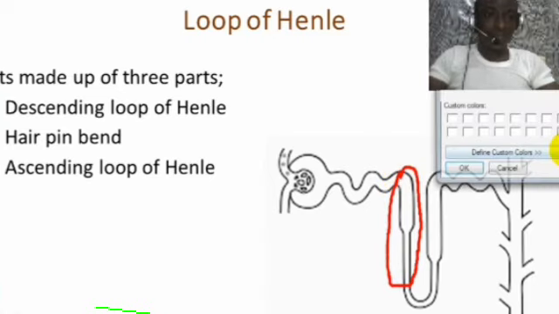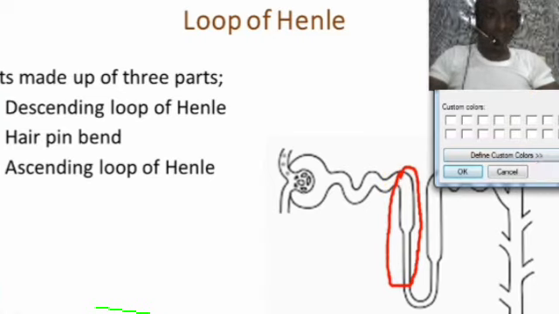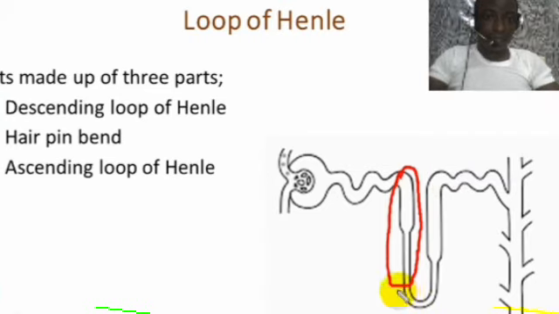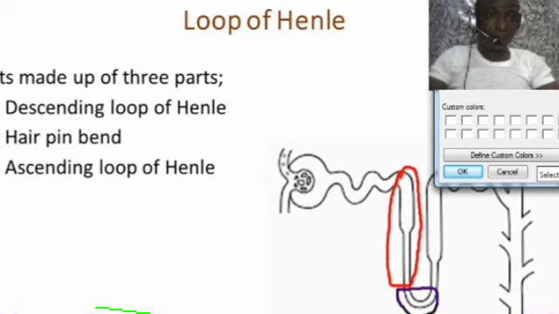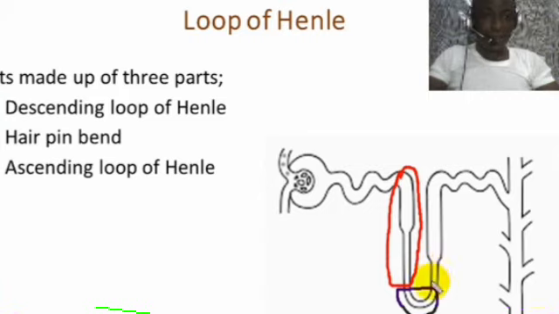This part forms the hairpin bend. The hairpin bend, like I said earlier on, connects the descending loop of Henle and the ascending loop of Henle. And this other part, I need to use a different color, yellow. This other part forms the ascending loop of Henle. The shaded portion forms the ascending loop of Henle.